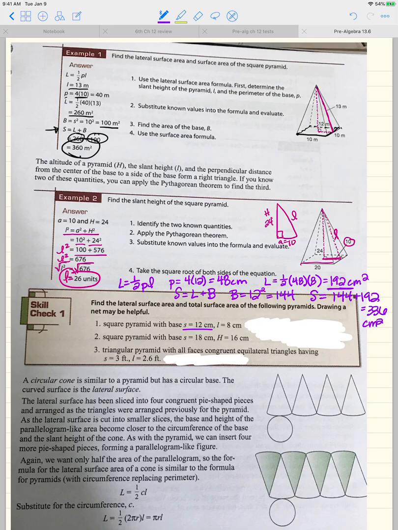All right. Number 2, I'm not going to work through that one. I'm going to let you work through that. But when you get the answer, you should get... You know what? Now that I'm looking at that, you need to find out lowercase l, so maybe I will work through that one with you. Thank you. So we have a square pyramid with base lowercase s equal to 18 centimeters.